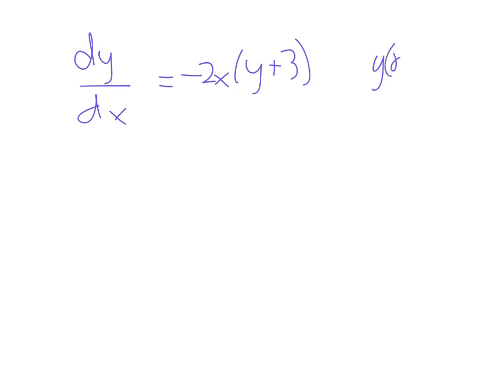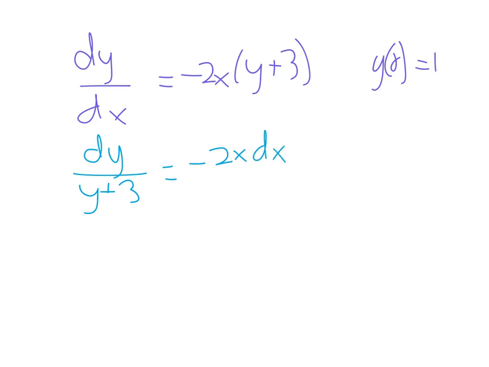And our next question looks like this. dy/dx equals negative 2x times (y plus 3). Again, y of 0 is 1. And so let's go ahead and separate those variables. So dy over y plus 3 is negative 2x dx.